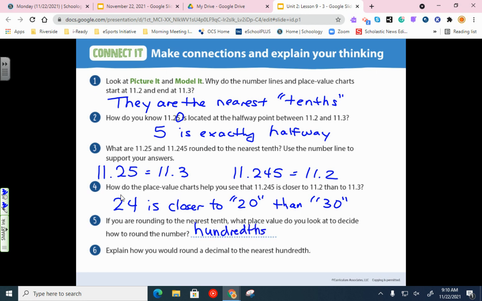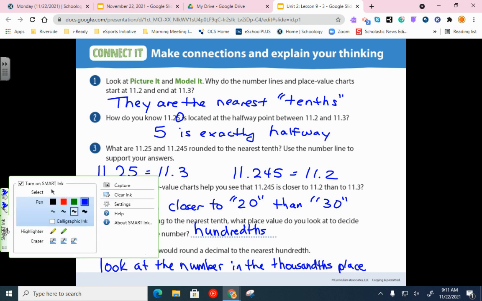And explain, how would you round a decimal to the nearest hundredth? You would look at the number in the thousandths place. There we go. Pretty simple. All right, go ahead and cross off 7. We will not be doing that one.